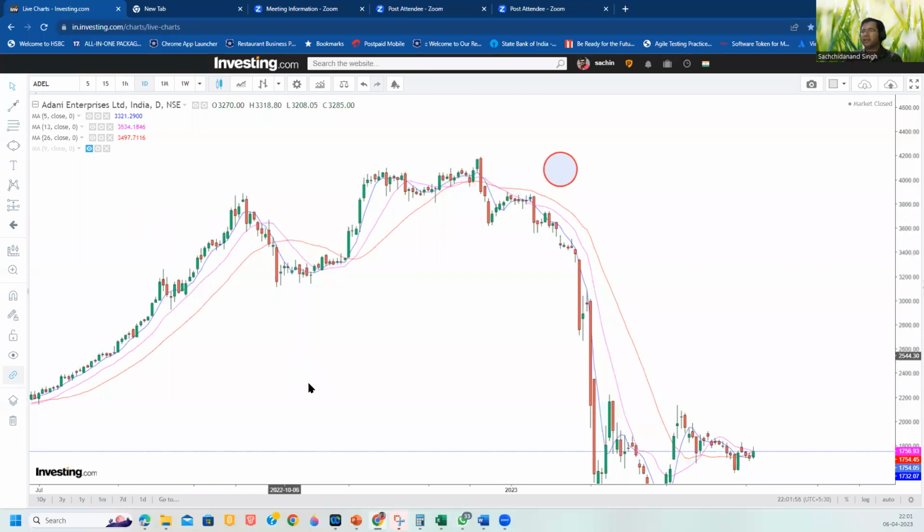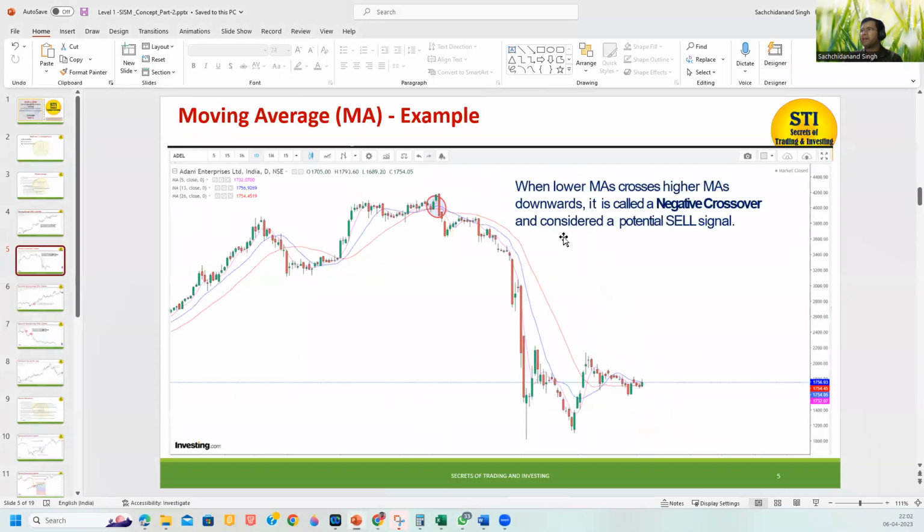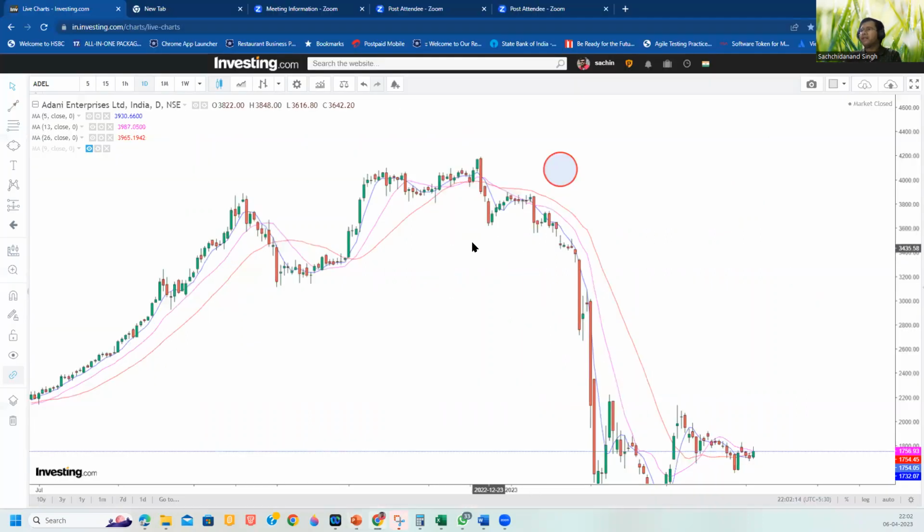Okay. So next example, I will take the TCS one. Whenever this kind of negative crossover is happening, it is considered a potential sell signal. We also see the drop prior, right? After this concept, I will share the other concept, which is called Fibonacci retracement. That one will answer you, Varun.